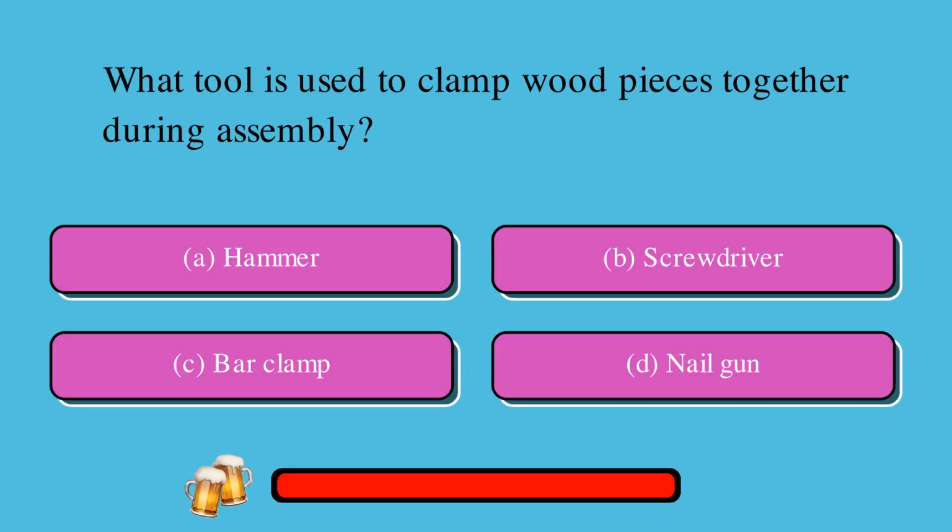Which tool is used to clamp wood pieces together during assembly? A, hammer, or B, screwdriver, or C, bar clamp, or D, nail gun? The correct answer is C, bar clamp.